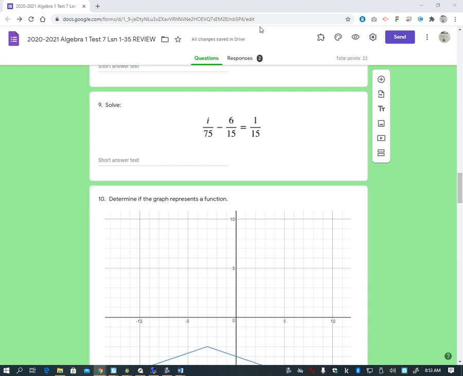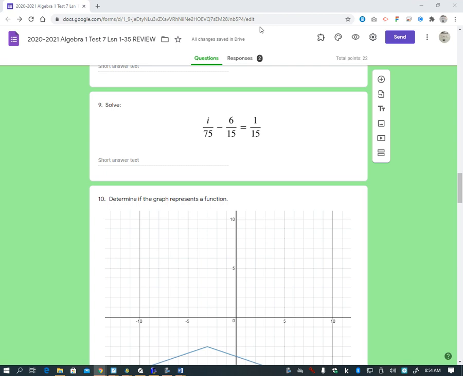All right, this is Algebra 1, test 1 through 35 review, part 2, I think. We're on question number 9 of, was it 20 questions, 20, 22, something like that? Make sure we got some sound on. Okay, this says solve. What are we solving for? We're solving for I.